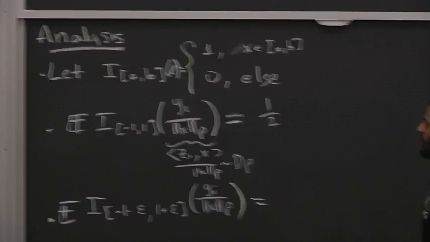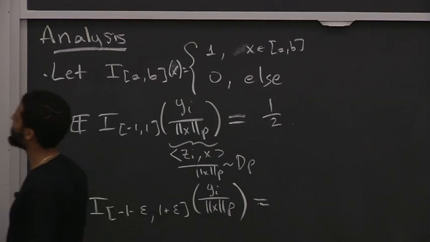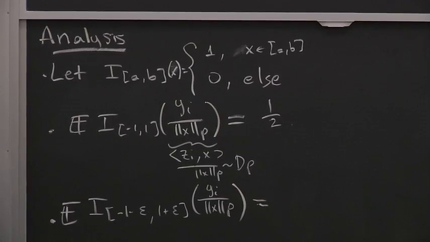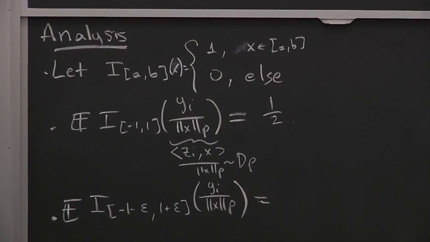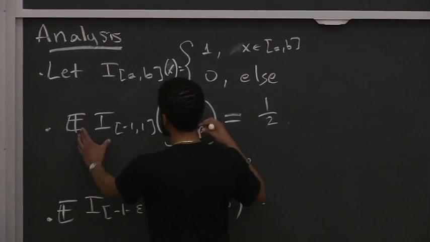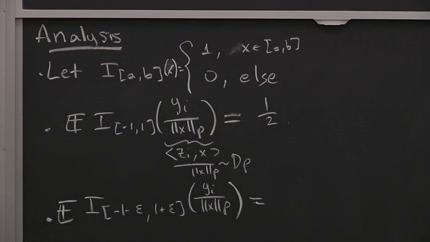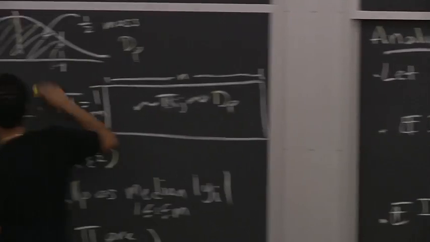And you don't have to be too rigorous. Just assume that this is what the density of a p-stable distribution looks like. Okay? So what does this mean? What's the expectation of the indicator function of this interval on this? It's just asking how much mass is between -1 and 1.